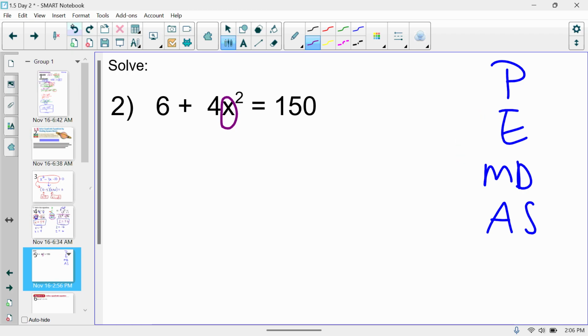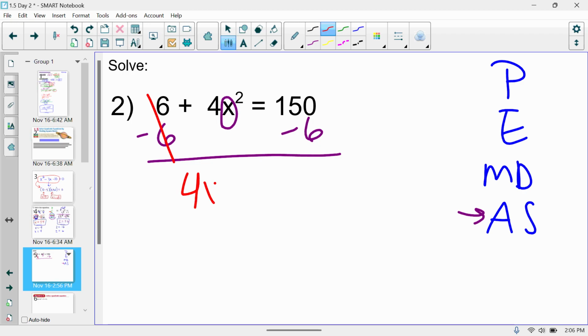okay? So the first thing we will do, get rid of the 6, because you're going to take care of addition or subtraction first. 6 minus 6 is 0. So it would leave me with 4x squared. 150 minus 6 is 144. Then we're done with this, so keep going backwards.